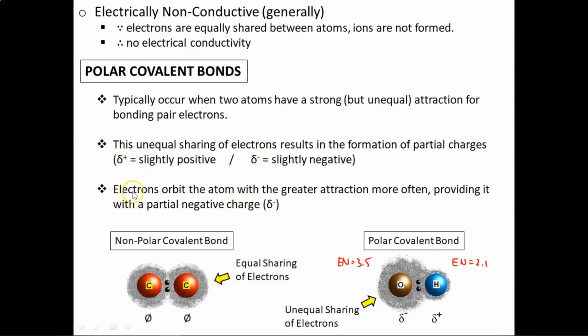In such bonds, electrons will orbit the atom with the greater attraction more often, providing it with a partial negative charge. So in this case, the oxygen, because it has a higher EN value, will take the electrons, and the electrons will spend most of their time around the oxygen, and every now and then go back to the hydrogen. So the oxygen is not strong enough to completely transfer and rip the electrons off and keep them around itself, but at the same time, it's not an equal sharing of electrons, so that's why we have a slightly negative charge for the oxygen and a slightly positive charge for the hydrogen.